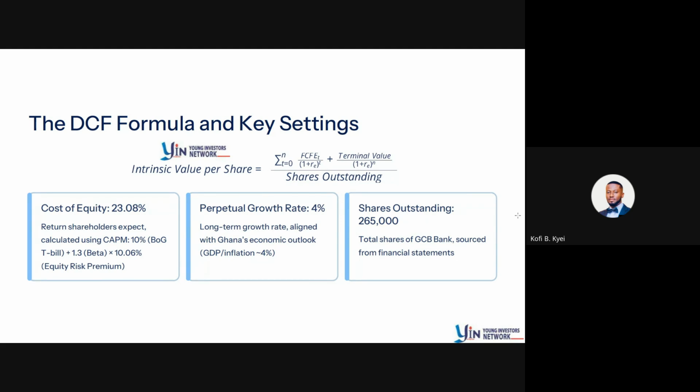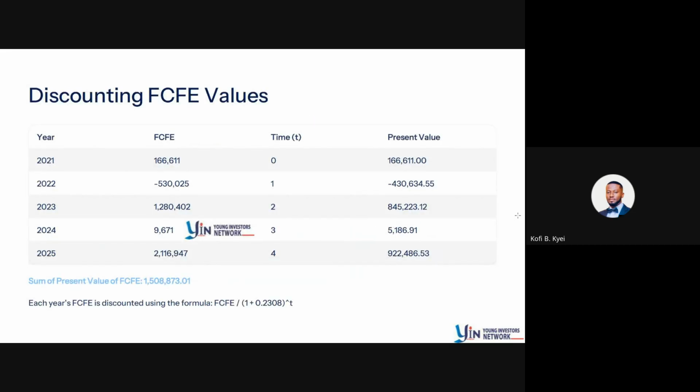The outstanding shares are sourced from the financial statement and AFXYC, as I've been showing you in previous slides. Now, the discounting: when you're able to get your free cash flow to equity figures, you have to bring them into present value. So these are the present values of the free cash flow figures that you can see here. This is the sum of the present value of all the free cash flow: 1508873.01. I will not share the slides with you yet. I'll wait until tomorrow when we get the full numbers as we normally get, then I will share with you, but the video will be online.